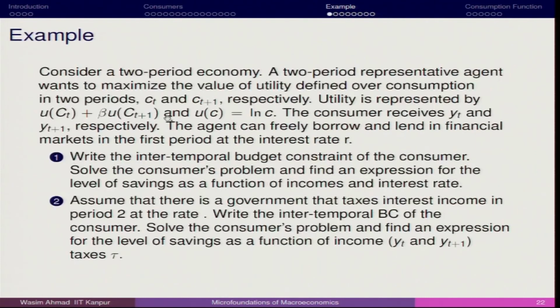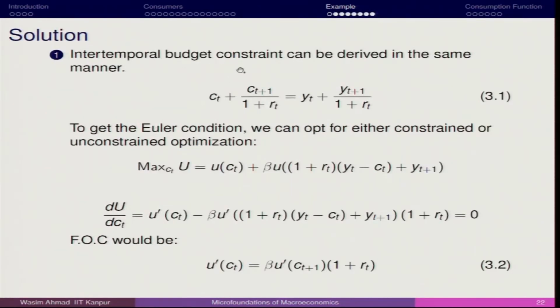So, if you try to solve, it remains the same: C_t + S_t = Y_t, and then we have C_t+1 = Y_t+1 + S_t(1 + R_t). If you solve for S_t and substitute back into the original equation, you are going to get this expression, which is nothing but C_t + C_t+1/(1 + R_t) = Y_t + Y_t+1/(1 + R_t). To get the Euler condition, we solve through constrained or unconstrained optimization.